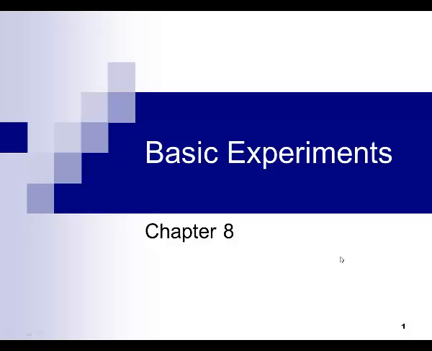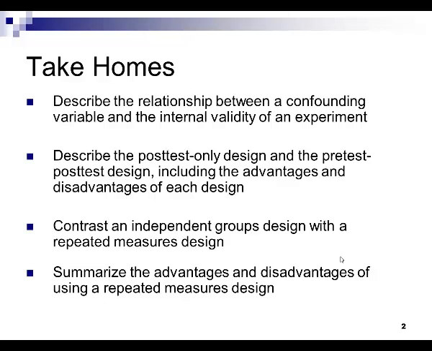All right, let's talk about Chapter 8, Basic Experiments. At the end of today's lecture, you should be able to describe the relationship between what is called a confounding variable and the internal validity of an experiment. You should be able to describe the post-test-only design and something called the pretest post-test design, including the advantages and disadvantages of each of these designs. You should also be able to contrast an independent groups design with the repeated measures design. And finally, you should be able to summarize the advantages and disadvantages of using a repeated measures design.